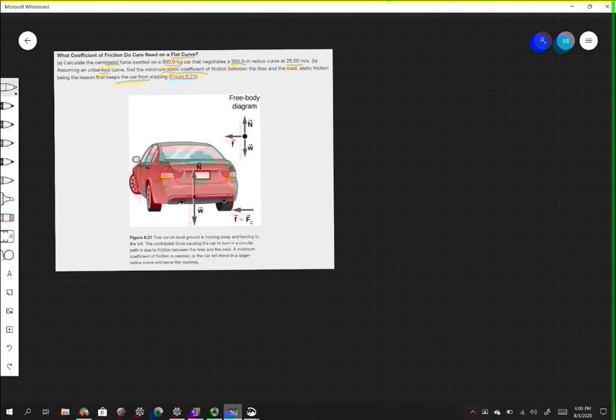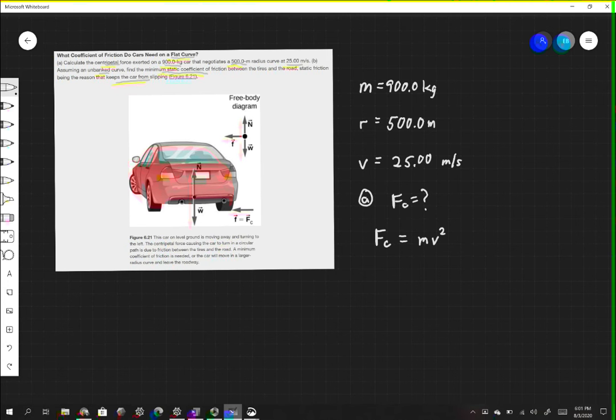So let's follow our procedures for solving problems. Let's write down everything we know. We know the mass is equal to 900.0 kilograms. We know that the radius is going to be 500 meters. And we know the velocity that I'm going at is 25.00 meters per second. In part A, I'm asked to find what is the centripetal force that this car feels going around this curve? So I can write out an equation for centripetal force. Centripetal force is m times v squared over r. That seems relevant to me.